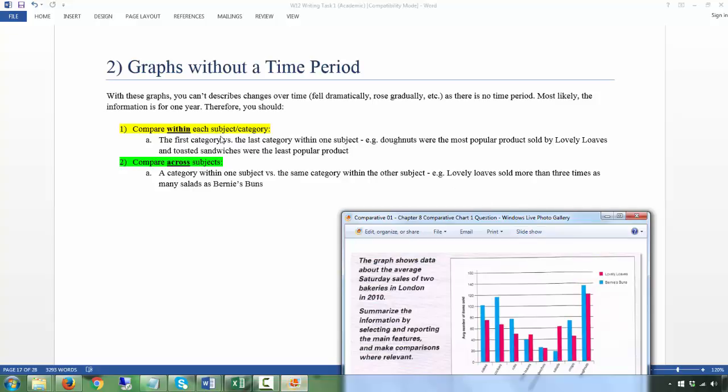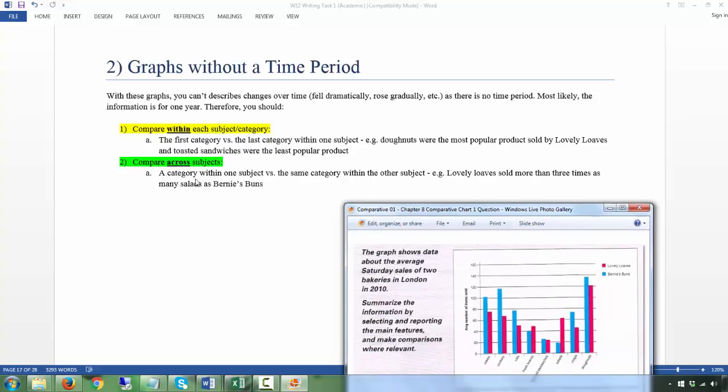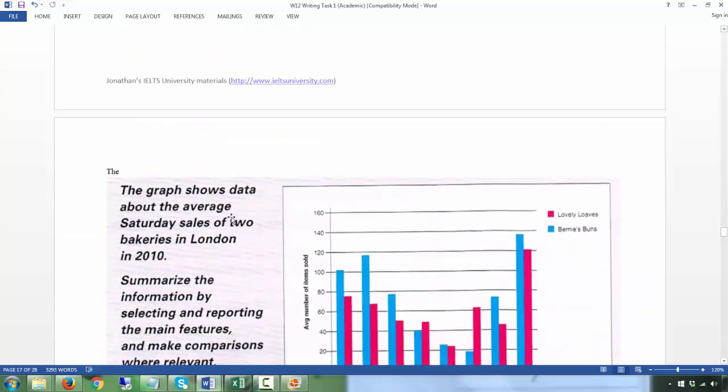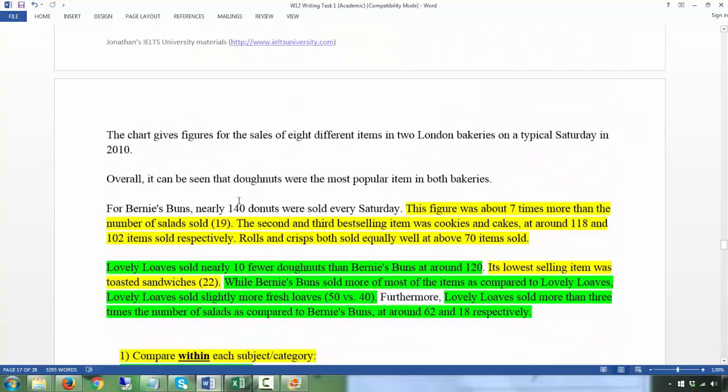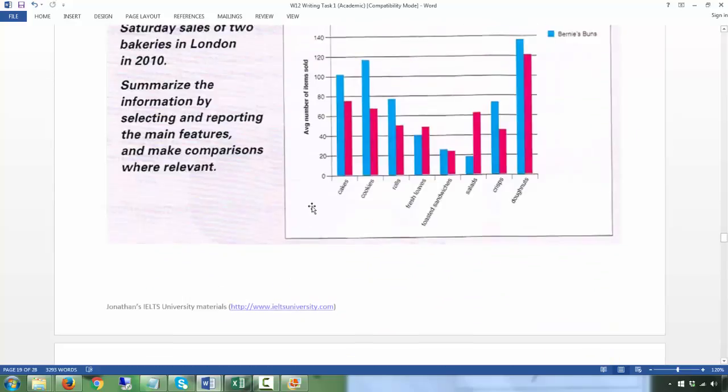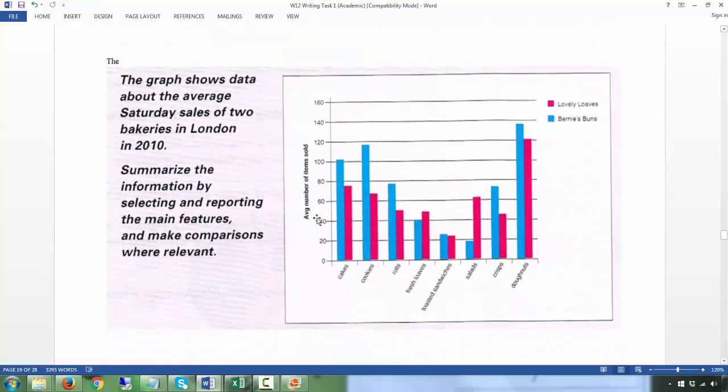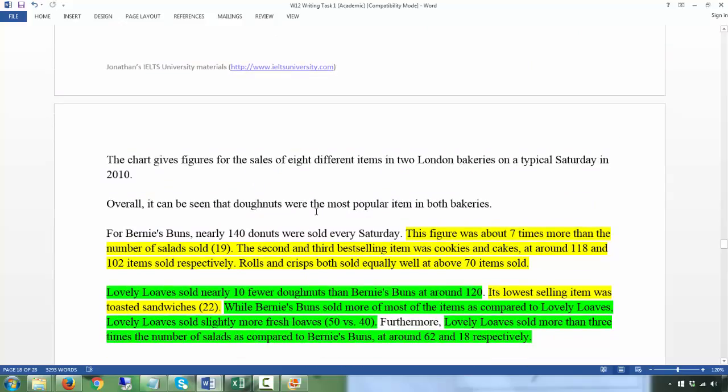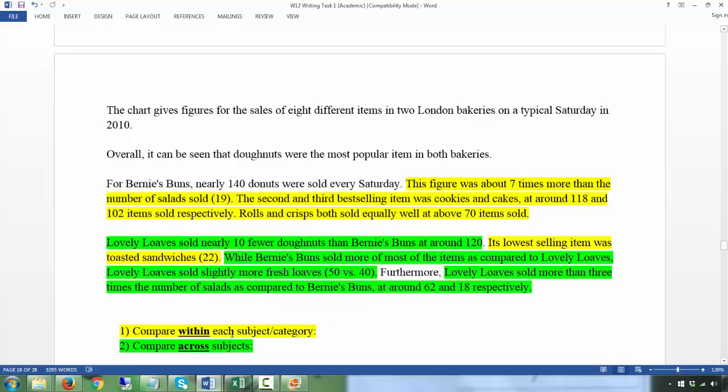So it's talking about Lovely Loaves. Within it, which is the first, which is the last. Or you could compare across subjects, which means you're comparing products in Lovely Loaves versus products in Bernie's Buns. For example, Lovely Loaves sold more than 3 times as many salads as Bernie's Buns. So you're comparing across. Okay, this is pretty much what you have to do. Just imagine you don't have the changes over time. You just have the comparison. You just want to talk about compare within each subject.